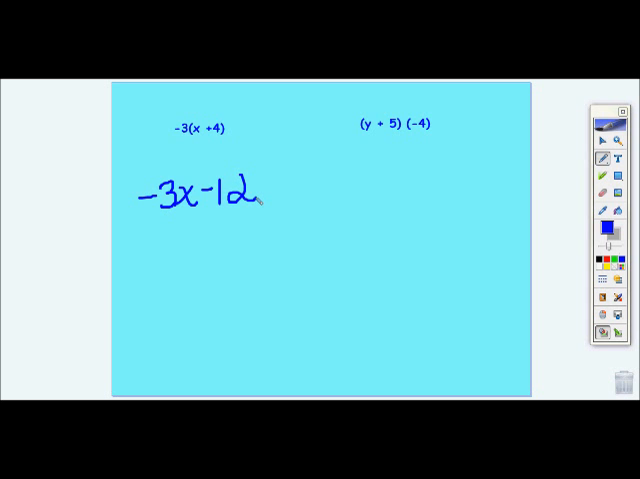A little bit backwards here. Negative 4 times y, negative 4y. Negative 4 times positive 5, negative 20. Oh my goodness, we have some more. Now this one is slightly different.